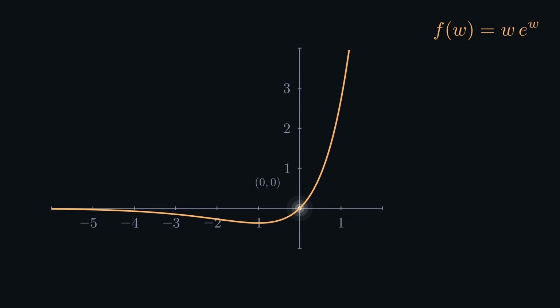And as w marches off to negative infinity, two forces fight. The linear factor, w, pulls the product toward negative infinity. The exponential factor, e to the w, collapses toward 0. Who wins? The exponential always wins. Exponential decay crushes linear growth. So the product goes to 0, sneaking up from below. The negative x-axis is a horizontal asymptote.